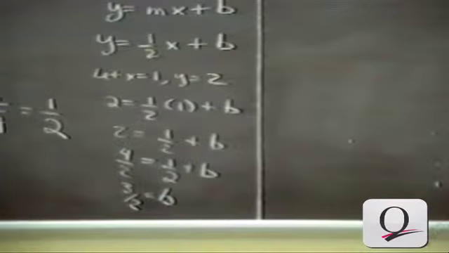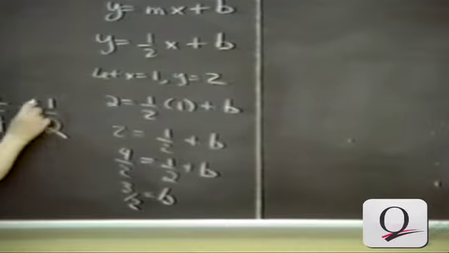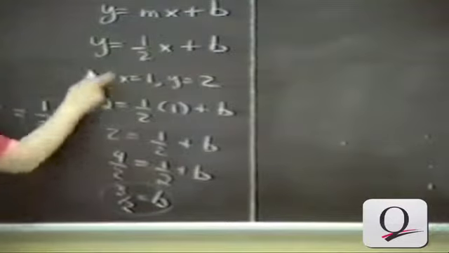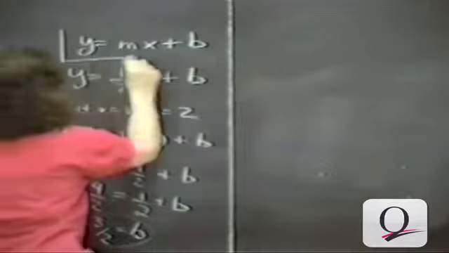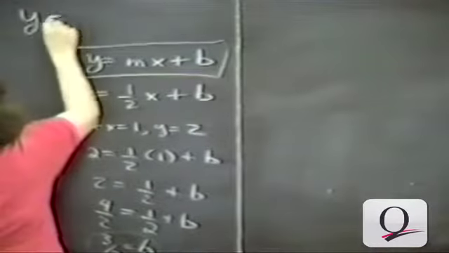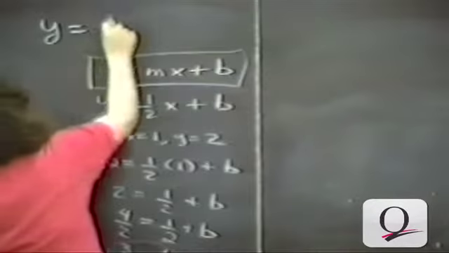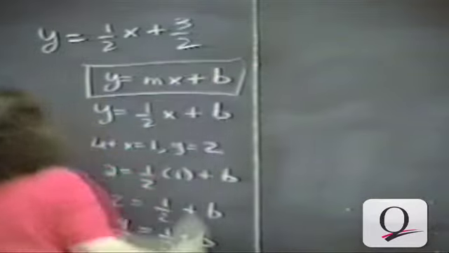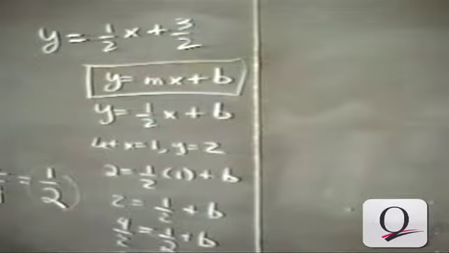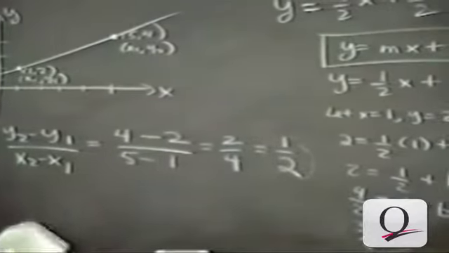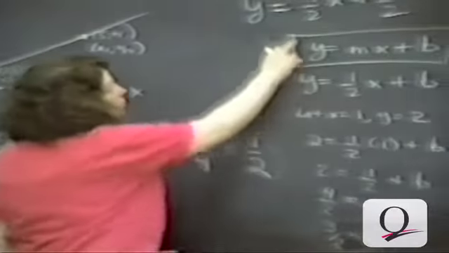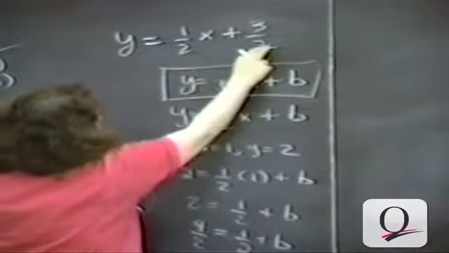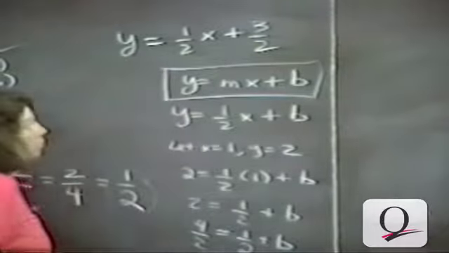So now we found what m was. This was m. We now know what b is. So in the equation, y equals mx plus b, we substitute in m was 1 half and b was 3 halves. And we get an equation of this line. The slope of this line is 1 half, and it does go through the point 1, 2. For example, if x is 1, 1 half plus 3 halves is 4 halves, y will be equal to 2.